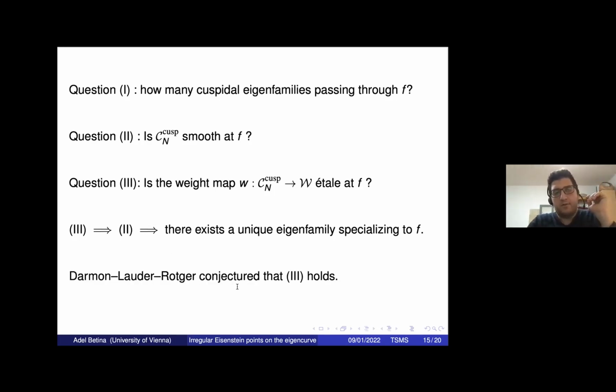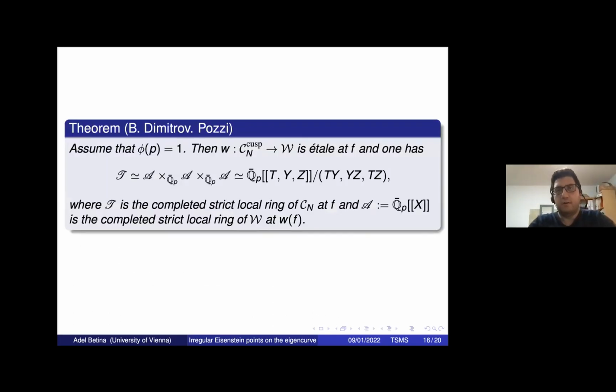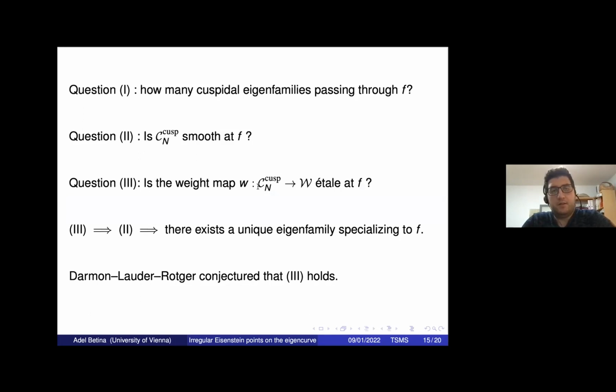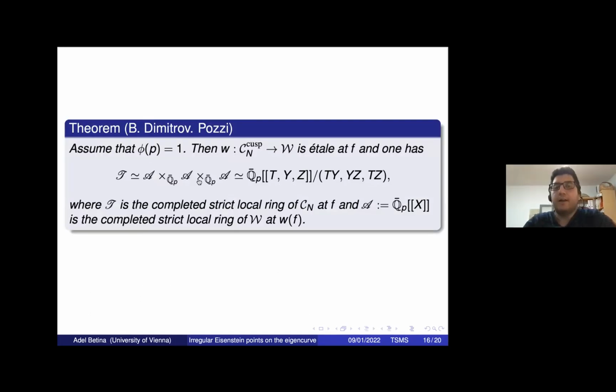And Darmon, Lauder and Rotger conjectured that 3 always holds. And this is now the main theorem of our work. We fix their question. So if we assume that F is periodically cuspidal, then we showed that this is étale. And we computed even the local ring of the eigencurve at F. And you have 3 copies of lambda, which is the local ring of the weight space at the weight of F, meeting transversally. You can think of them like 3 lines meeting at the origin. And it is not Gorenstein. And you can write it here like this.